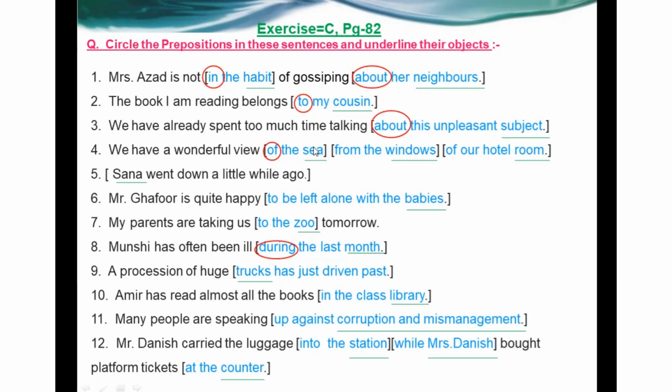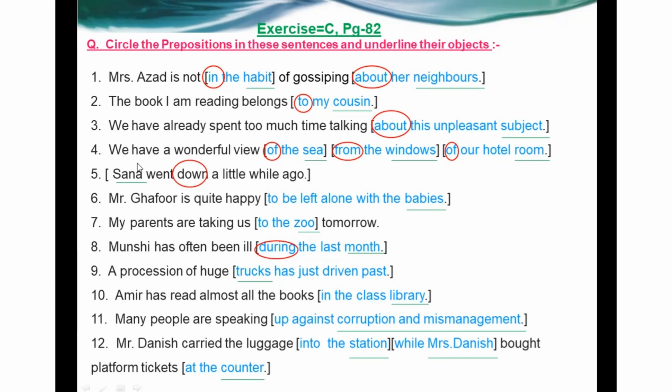Sea is our noun. Okay, next preposition we have here is from. Okay, and the object of this preposition is windows, so we will underline windows. Just like that. Next preposition we have here is of. Okay, and room is our object. Just like that. See, next phrase, Sana went down a little while ago. So in this sentence, students, Sana is our object, and what preposition do we have? Down. Down tells you where she went, it tells you about the position. Okay, and Sana is our object. Sana is a proper noun.